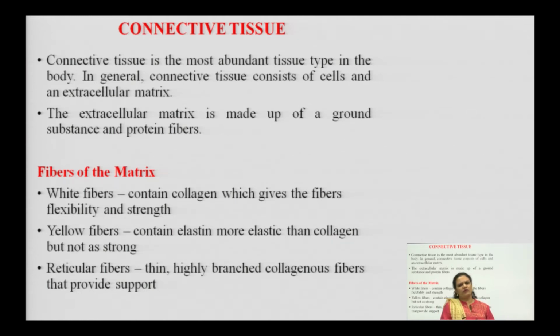So, what kind of proteins are involved in this? One is elastin protein and the second one is collagen protein. Okay. The same protein which makes collagen fibers, as we just saw in the diagram. Now, coming to the fibers of this extracellular matrix. The fibers are made up of three different types of fibers. The first one is the white fiber. After white fibers, we have the yellow fiber, and the third one is the reticular fiber.